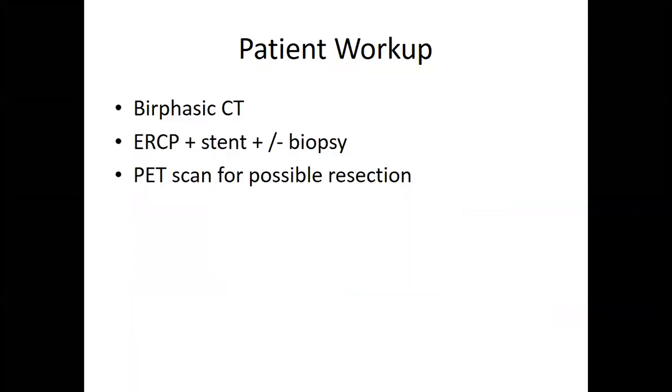Patient workup: do a biphasic CAT scan. You can do the endoscopic retrograde pancreatic cholangiography. With the stent, you can do or not do the biopsy. You can do a positron emission tomography scan for possible resection, to see whether the tumor is resectable or not.